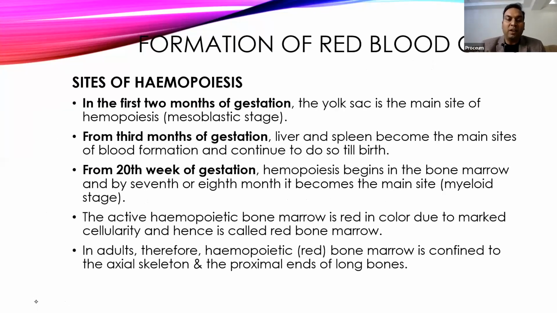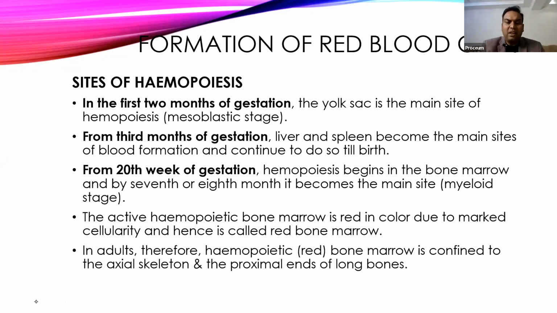Then we come to the formation of the RBC, which is also called erythropoiesis. All blood cells are formed in the same place. So the formation of RBC, WBC, and platelets together is considered hemopoiesis. So first we'll see the site of hemopoiesis.